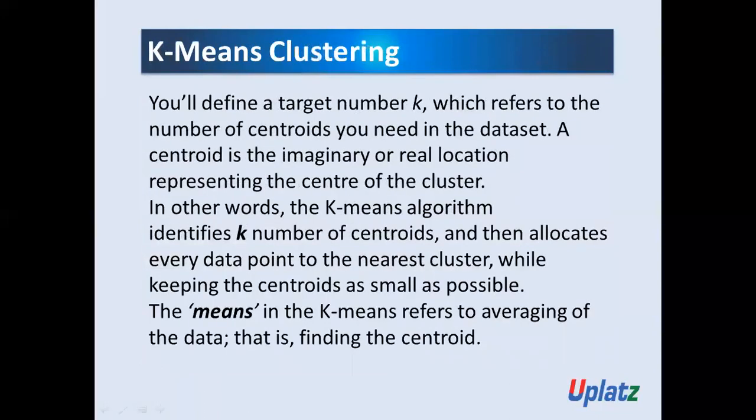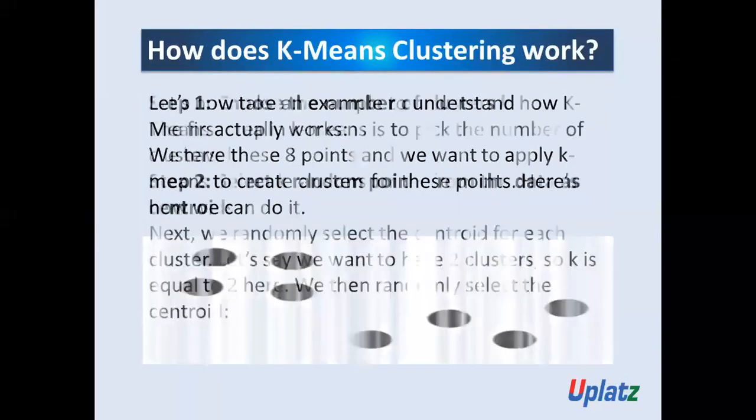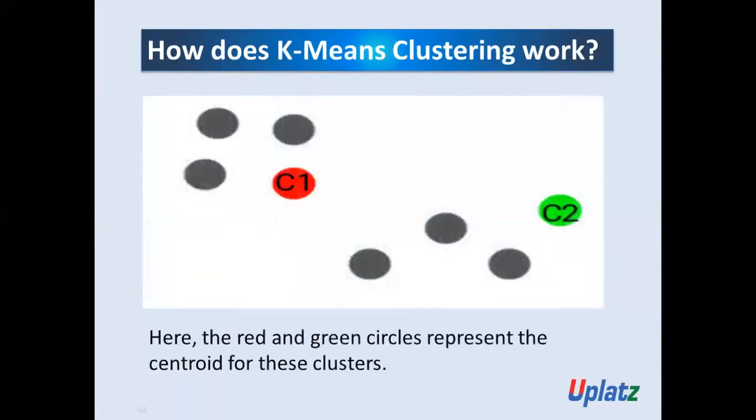Make a note of it. A centroid is the imaginary location representing the center of the cluster. Okay. By the way, do you think it is the center of the cluster? So we randomly have chosen 2 clusters, C1 and C2. You can see here the red and green circles represent the centroids for these clusters. Okay, now let's see the third step.